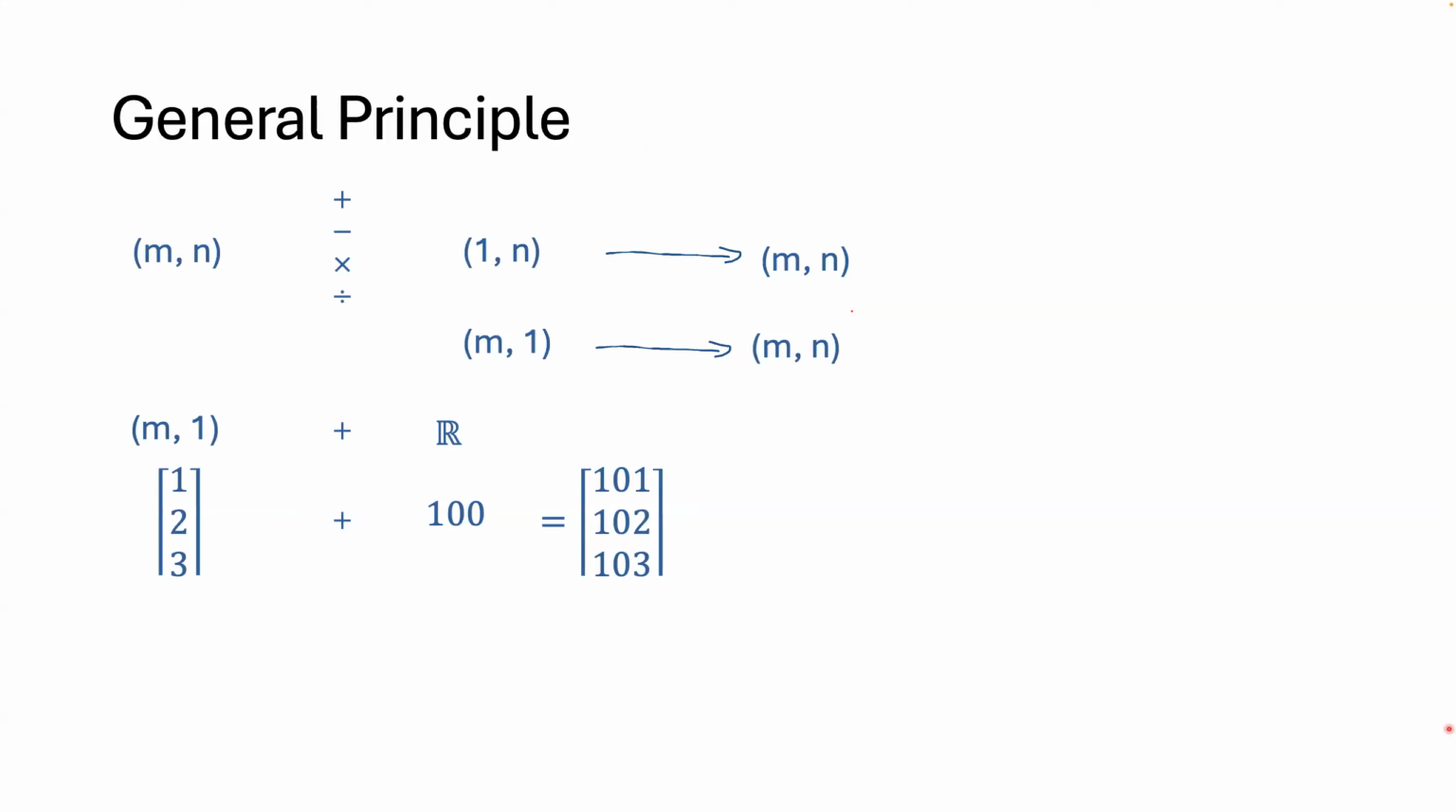Something similar also works for row vectors. Here, you also have 100 as a real number. And here we have a row vector, which would get 100 on every single column. Sorry, this is actually, yeah, so it will be for every single column.